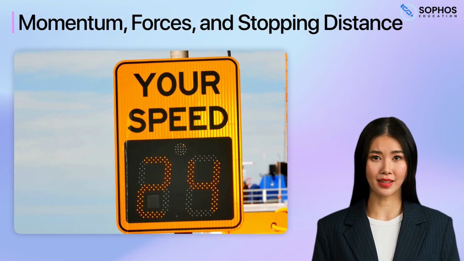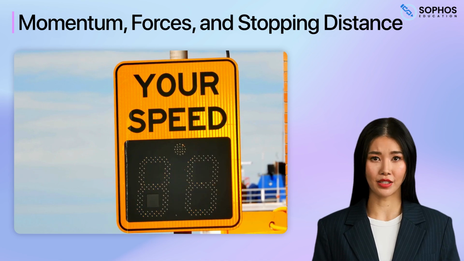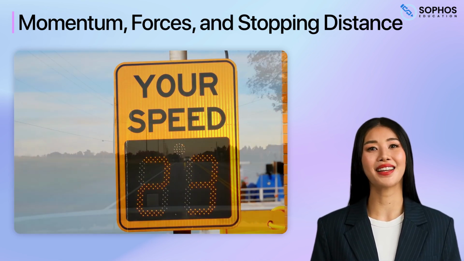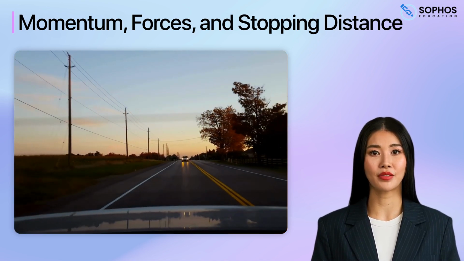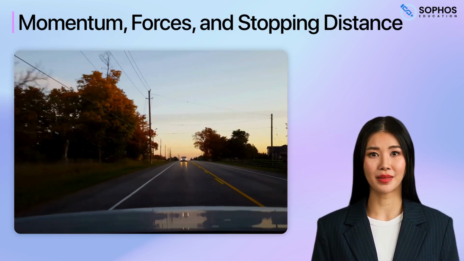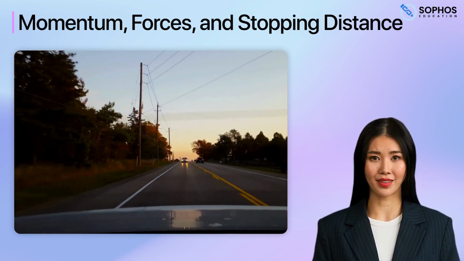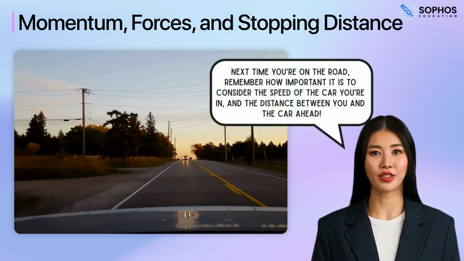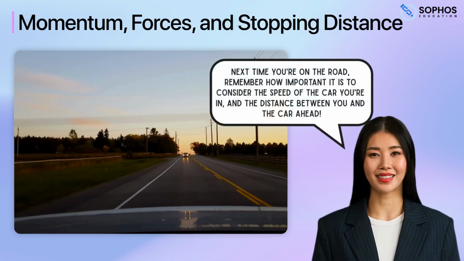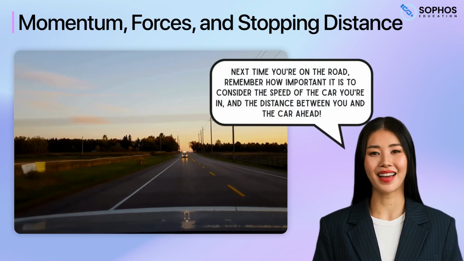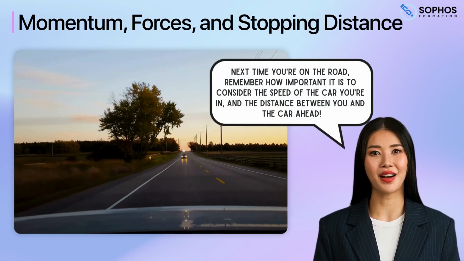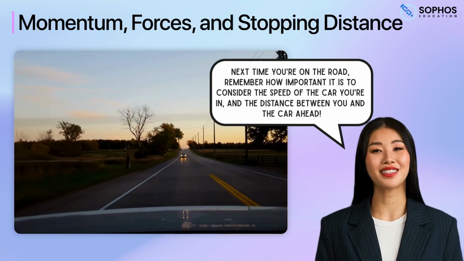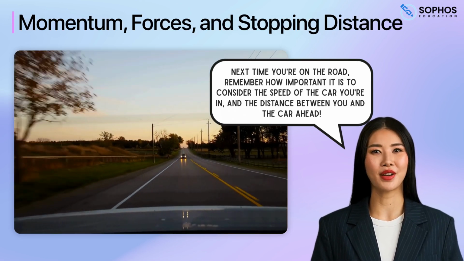Knowing about stopping distances can help drivers make safer decisions. For instance, maintaining a safe following distance from the vehicle in front allows you sufficient time and space to react and stop if necessary. Next time you're on the road, remember how important it is to consider the speed of the car you're in and the distance between you and the car ahead. These considerations can significantly enhance overall road safety.